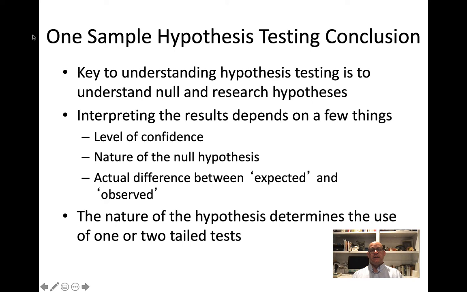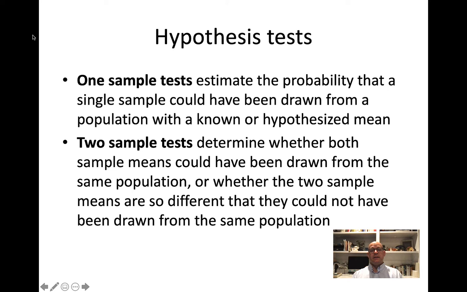Okay. So in order to understand how these work, you need to understand what level of confidence is, know what a null hypothesis is, and then we're going to think about what we expect and what we observe. So once again, the nature of the hypothesis determines the type of a one-tail or two-tail test. Okay, a one-sample test estimates the probability that a single sample could have been drawn from a population with a known or a hypothesized mean.